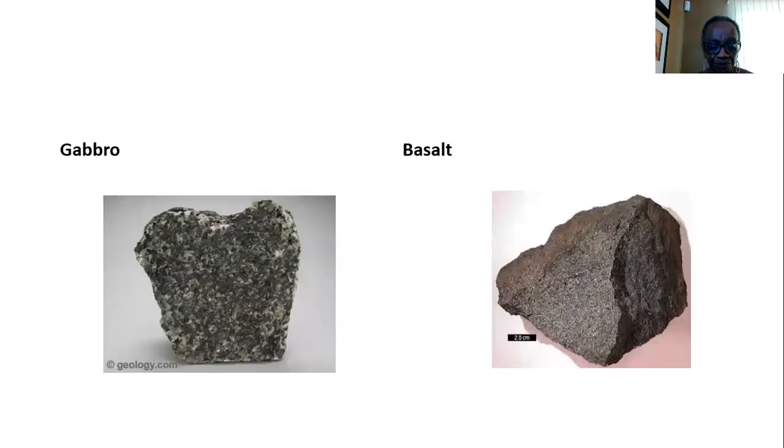Look at the two examples, gabbro and basalt, dark in color, but you can look at the gabbro and see that gabbro has large crystals. So thinking about something that we learned early in the video, we can see that gabbro and basalt have the same composition, but they have different textures. You can see the crystals easily in gabbro, but you can't see them as readily in basalt. So the cooling rates were different.